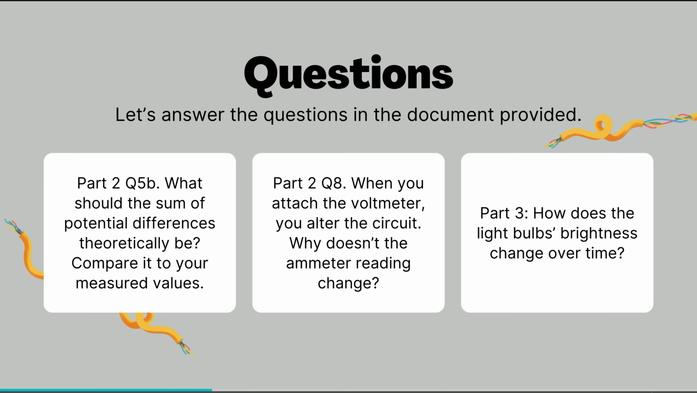So let's answer some of the questions mentioned in the lab document. The sum of potential differences should theoretically be equal to the voltage of the battery, which is the total voltage of the circuit at 3 volts. Our value was 2.97, which is pretty close. To answer the second question, the voltmeter isn't actually changing the experiment, and the ammeter reading doesn't change because the current in the circuit doesn't change. It's just reading it. It's not going in and changing any values.